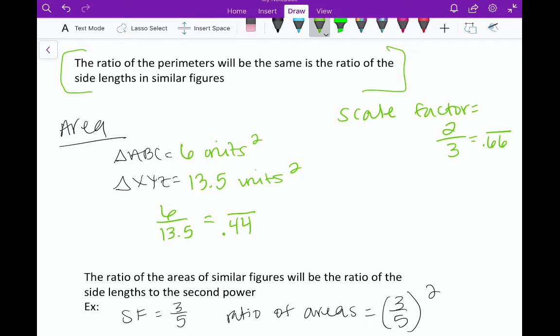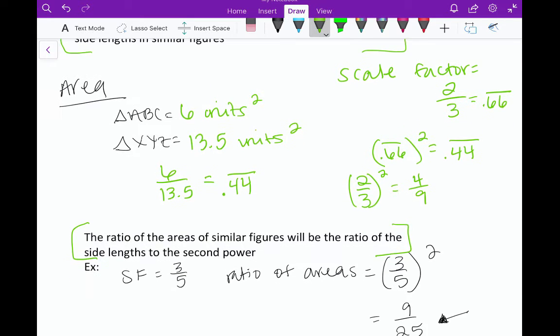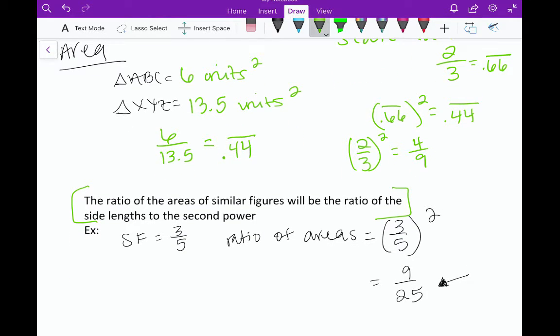And so what happens here is that the ratio of the areas is going to be the ratio of the side lengths to the second power. If I do 0.666 times 0.666, I get 0.44. I know that may be hard to see, but 0.4 repeated is the same as 4/9. And if I square 2/3, squaring both top and bottom, I get 4/9. Again, the ratio of the areas will be the ratio of the side lengths to the second power.